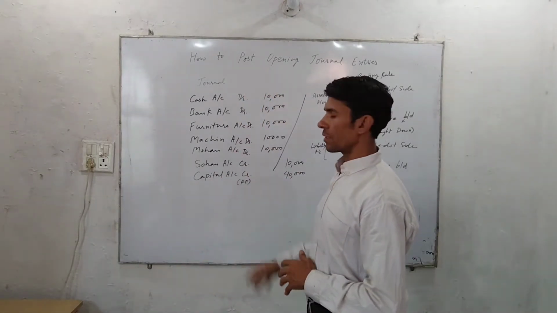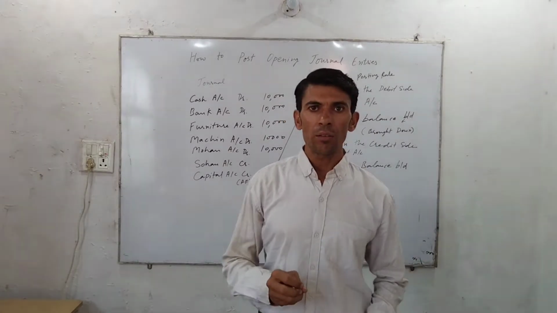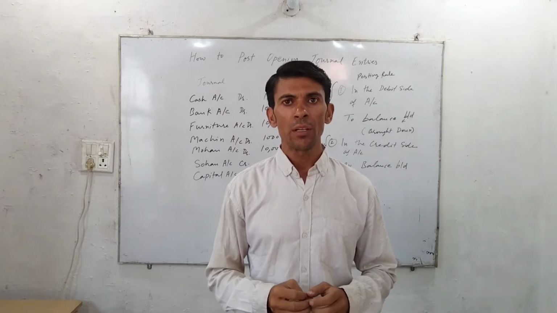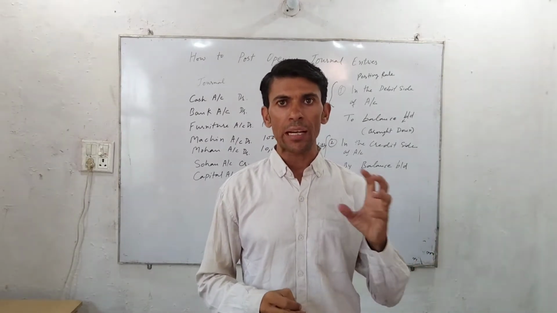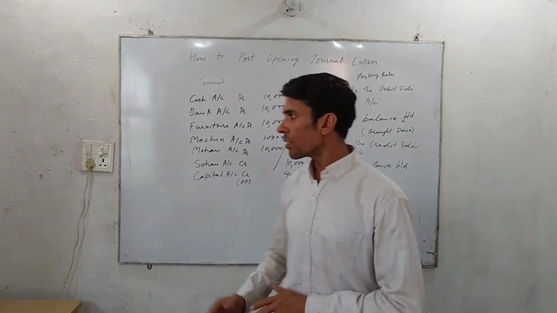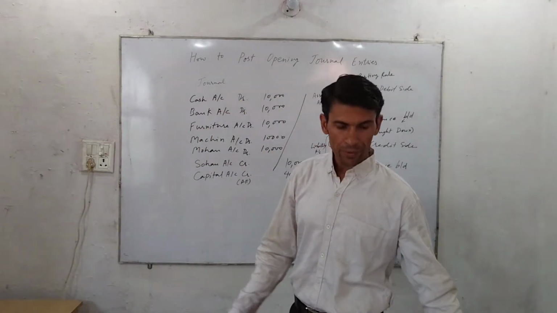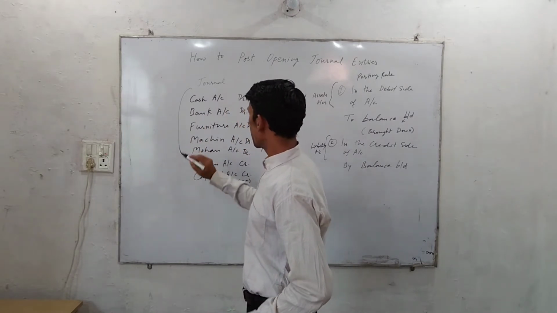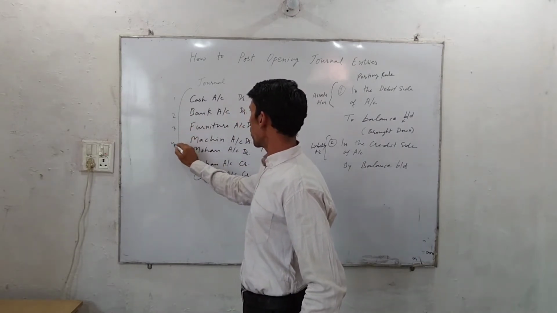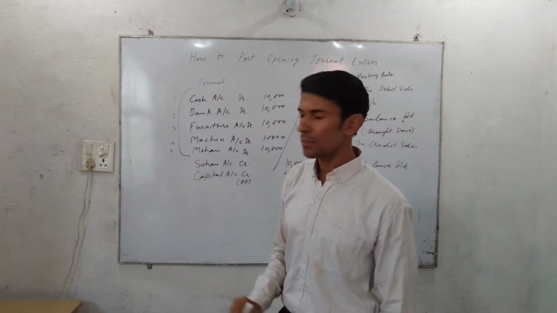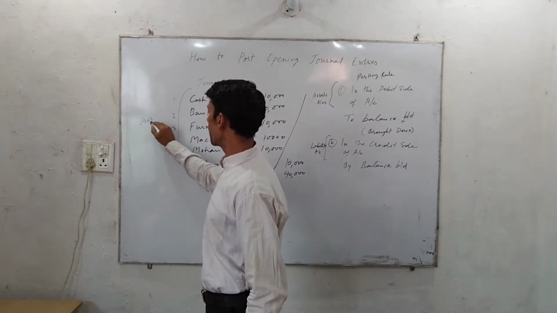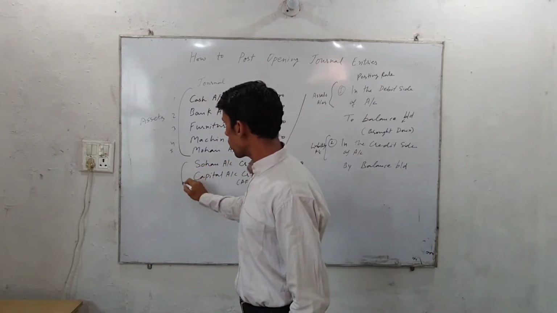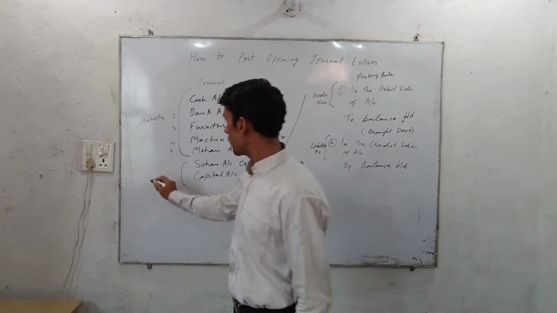This is the opening journal entry. When we close the financial year and start the next financial year, from our balance sheet we take the assets and liabilities. All the assets will be debited with their balances. 1, 2, 3, 4, 5. These 5 are our assets. Their accounts will be debited with their amounts.